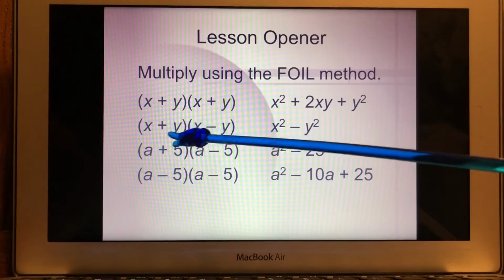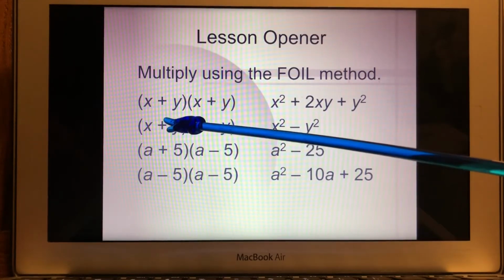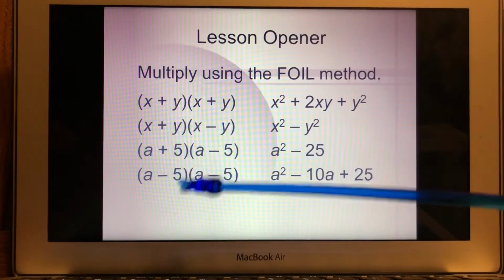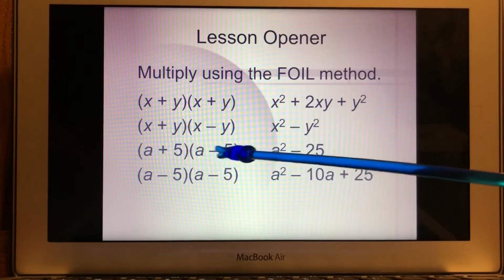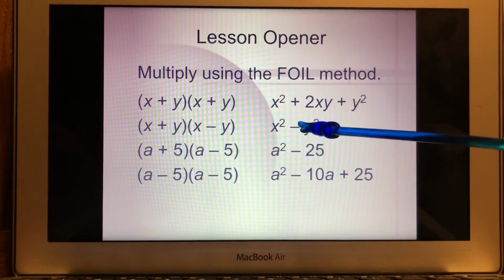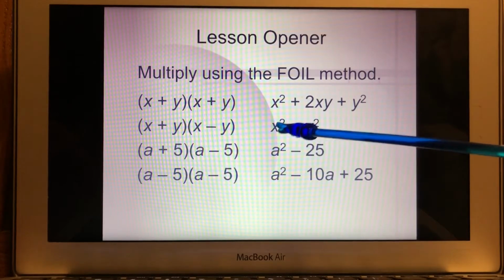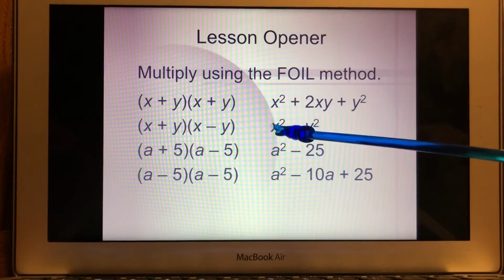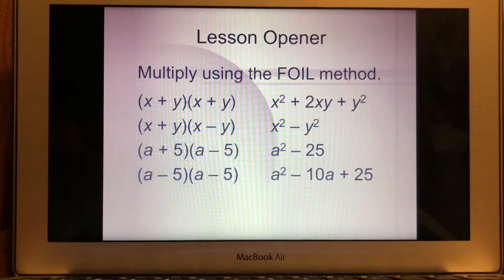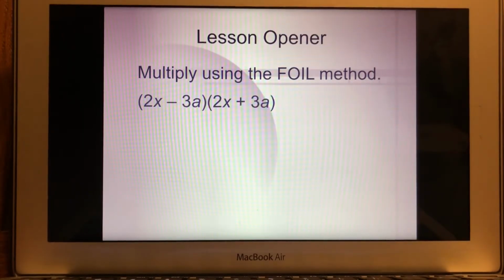Notice there is a bit of a pattern here when the first term is a plus and the second one is a minus, but other than that, they're the same. Then take a look at these. Are the first term and the last term perfect squares? All right, we will continue talking about that as we go.